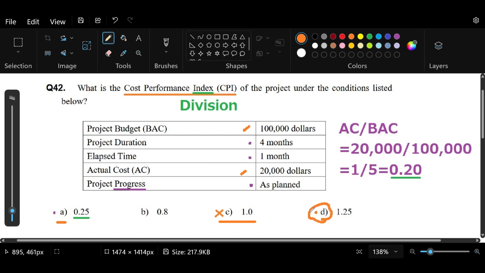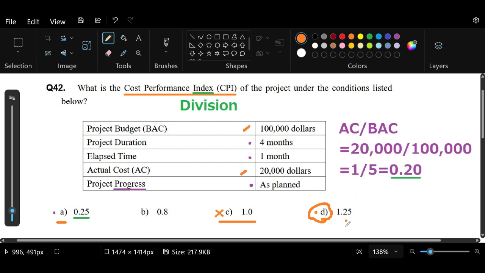When I quickly passed through these words, 4 months duration, elapsed time only 1 month, and project progress is as planned, because the cost is way below the project budget, I thought the cost should be lower, and that's why I thought 0.25. But if we did the computations, AC divided by BAC, actual cost divided by project budget, we'd get 20,000 divided by 100,000, which is 1 over 5, and that's 0.20. Quite different from 0.25, right?